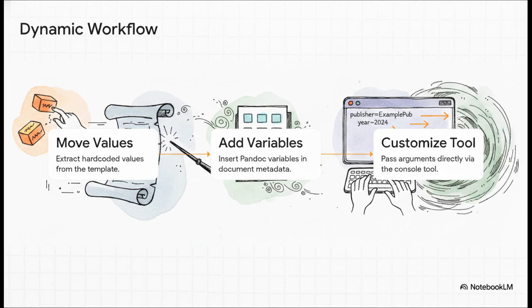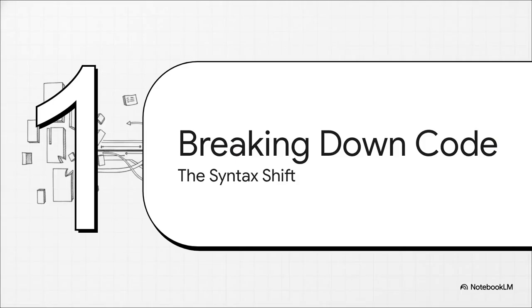And finally, Step 3, adding customization through console tool arguments. This is the holy grail right here. It means instead of editing a file manually, you can just pass a quick command line argument to update your publisher or your year instantly when you generate the document. It's a literal masterclass in setting up a dynamic workflow. Let's get into the fun stuff.